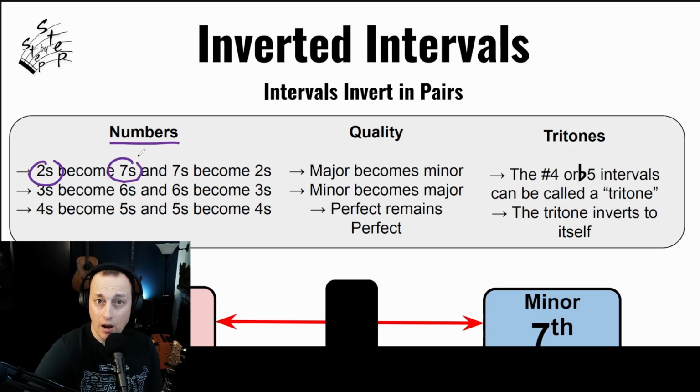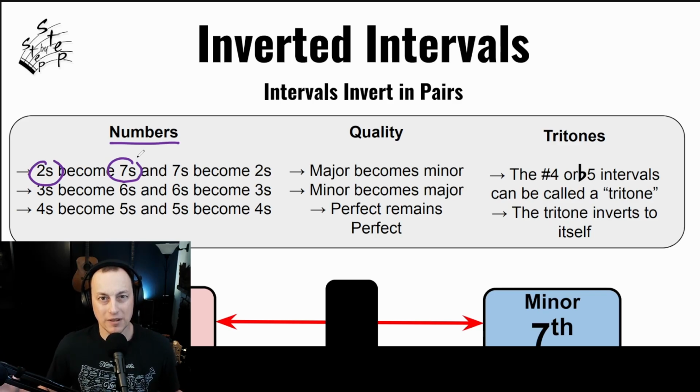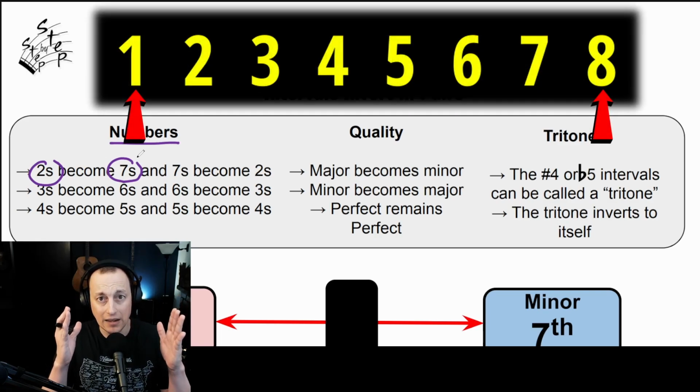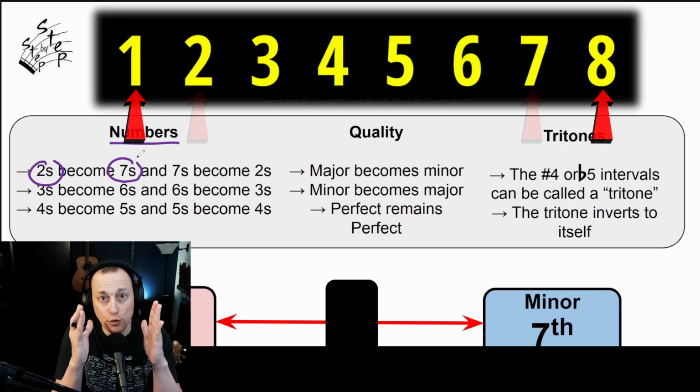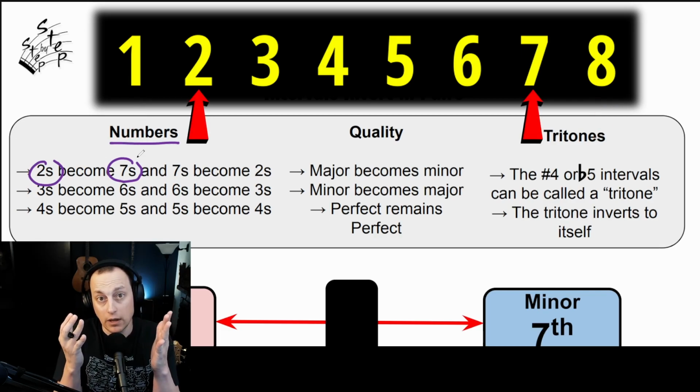Now, these happen in pairs. Okay, there's only 3 pairs. Again, pretty easy. And you're looking at coming from opposite sides of the scale, basically. So you think of 1 and 8. Well, we're going to close in on that. And now 2 and 7, they're a pair.